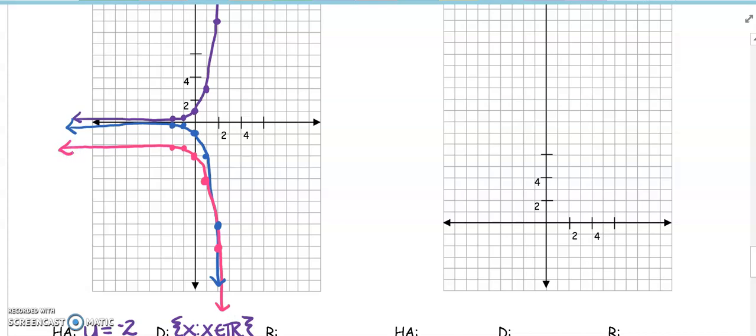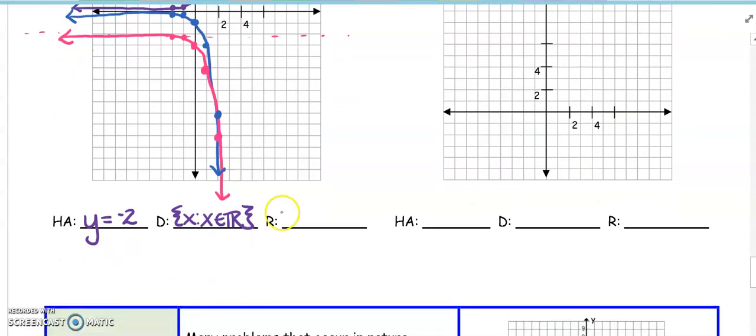So I like to do the range part last, because I now have to take a look at that graph. Notice that all of my values happen to be going down here. They are all below my horizontal asymptote. So I'm going to say that this is y such that y is less than negative 2. Okay, so process again: we do the parent, we do the stretch, and then we do the shift.